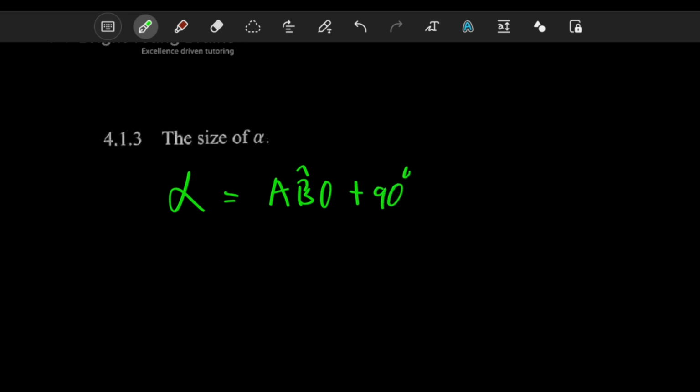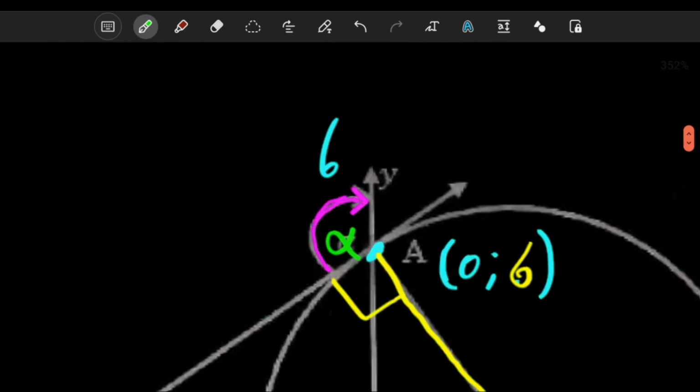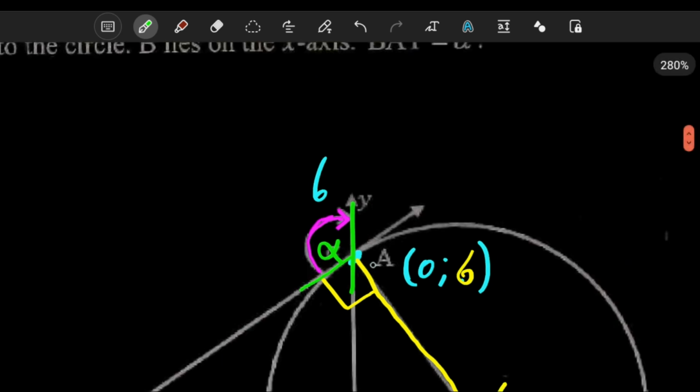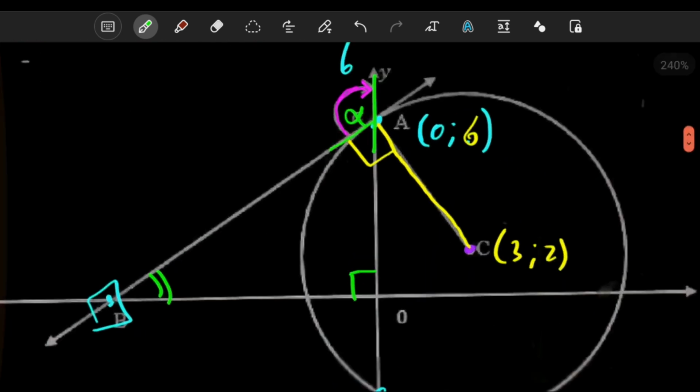You don't have to put a reason, but if you want, you can just say exterior angle of triangle. Because this alpha here, you want to remember that this line and this line here, there's a straight line here. So this makes this an exterior angle of this triangle over here. So this exterior angle is equal to this one plus that one put together.